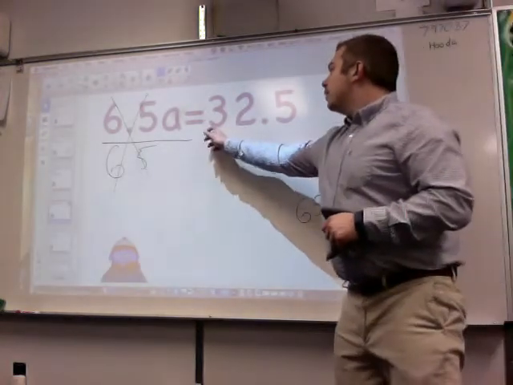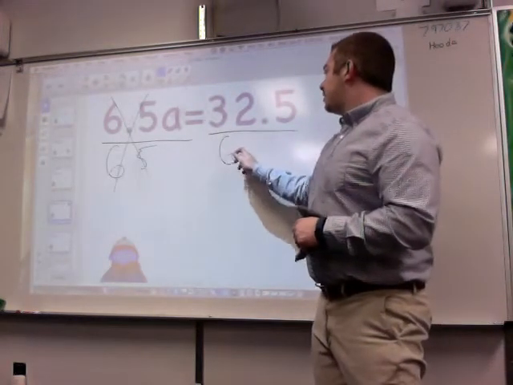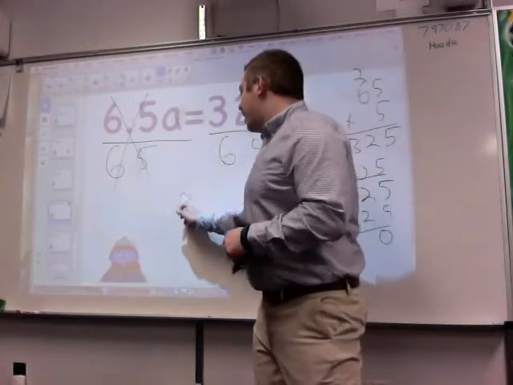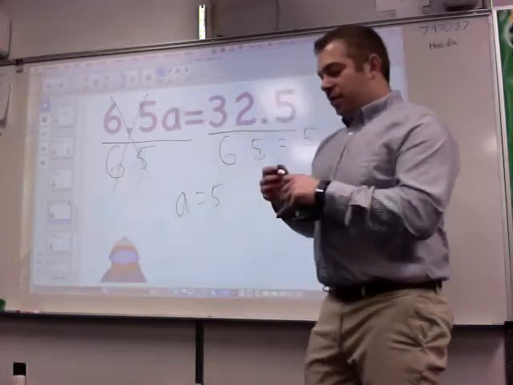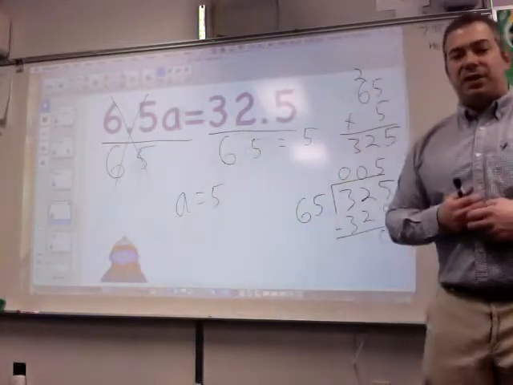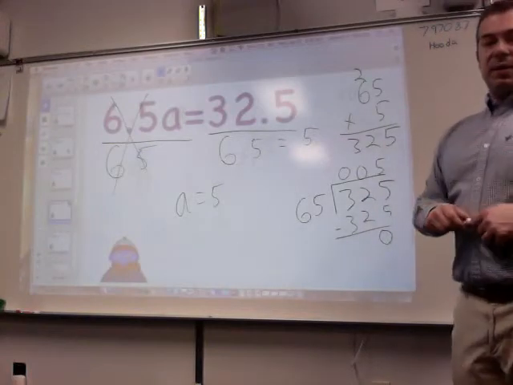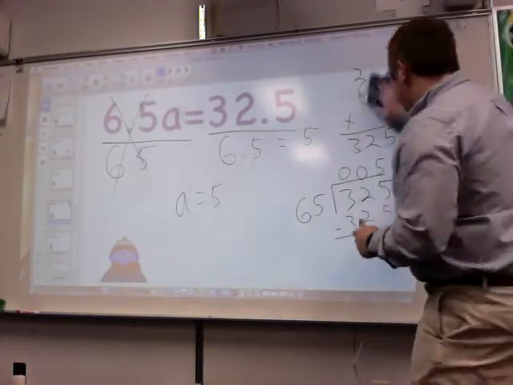So 32 and a half divided by 6 and a half equals 5. A equals 5. Now what I could do is I could plug this into my calculator and check, or I could do it all out and check myself and see that it does work.